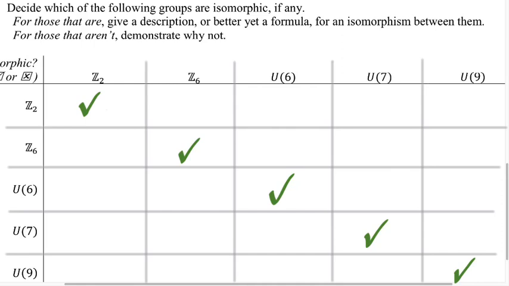There may be others. Any isomorphism from a group to itself is called an automorphism, for obvious reasons. There may be other automorphisms from a group to itself, but the identity function is always one of them. And so every group is isomorphic to itself. We can check off everything down that table.